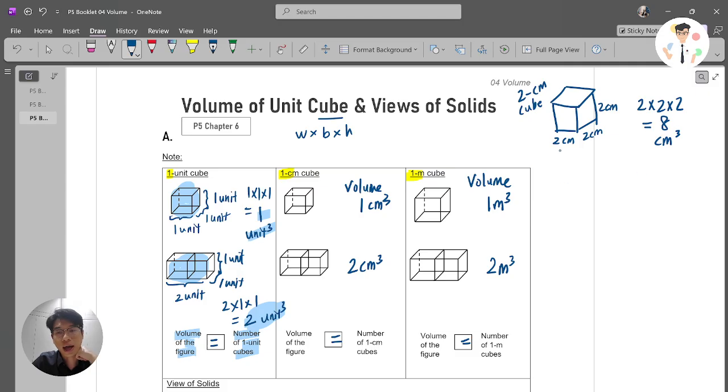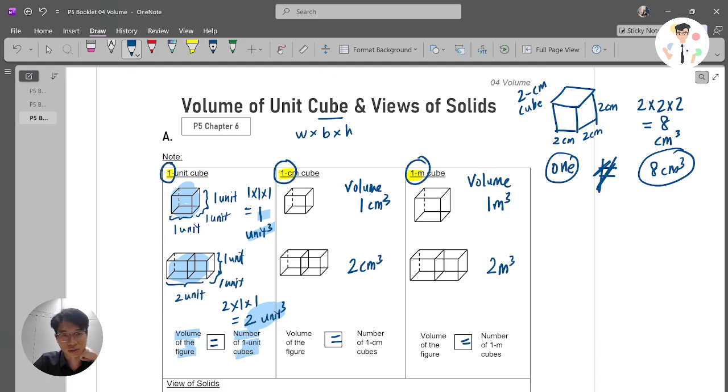Now, I only have 1 2 cm cube, but my volume will be 8 cm cube. This is 8. Is it the same? No. That's why this only actually happens when this is 1, 1, 1. This is something that's important to take note. But you might think, teacher, this is common sense, right? It's something simple. Why is it important to know?